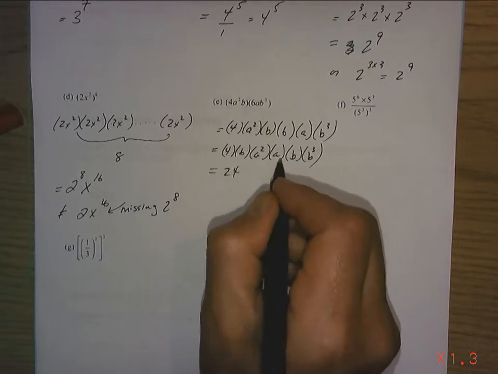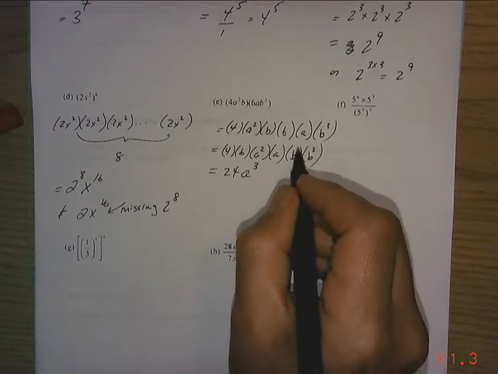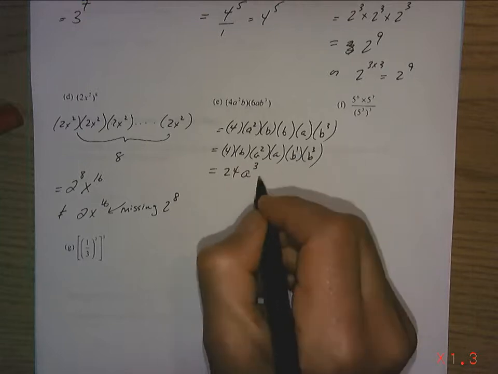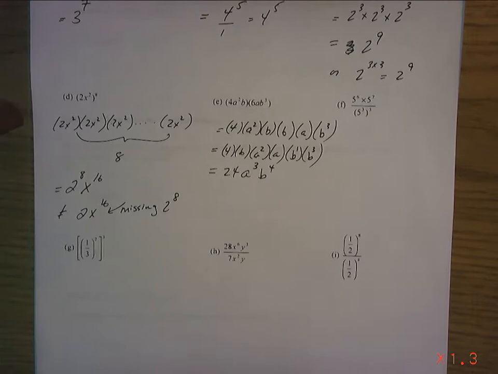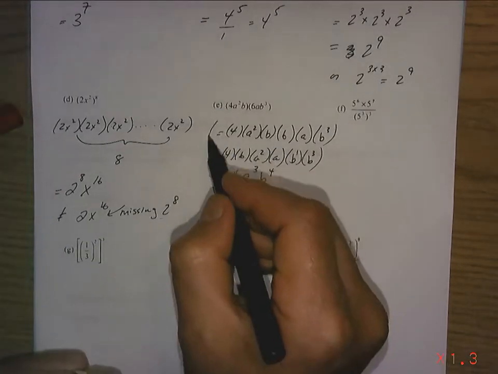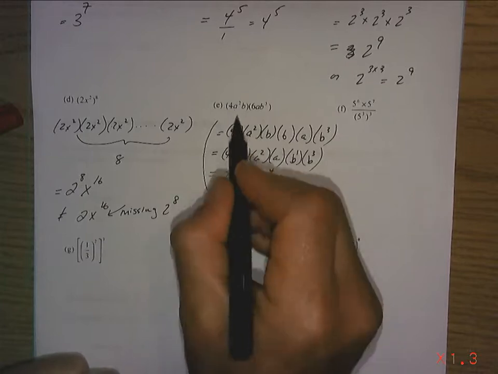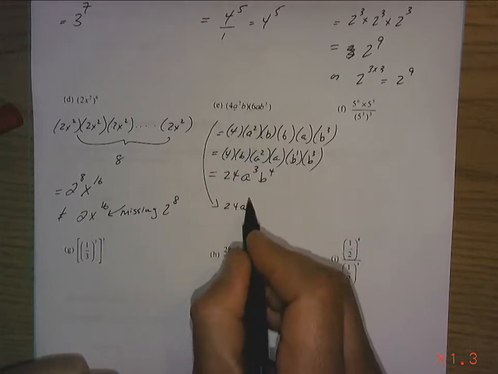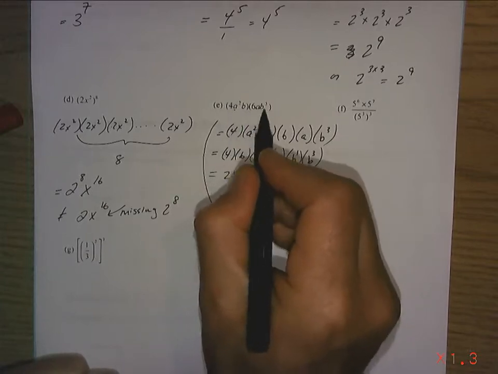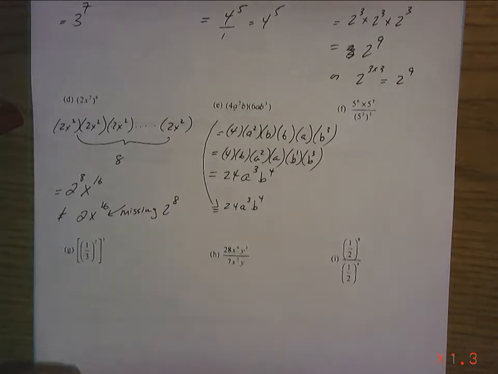A squared times a, well that's 3 a's. B to the 1 times b to the 3 is 4 b's. Now, you certainly don't have to do all of that work. If I was doing this for a test, I would simply go 4 times 6 is 24. A squared times a is a cubed. B to the 1 times b to the 3 is b to the 4. And I'd get full marks in one step.